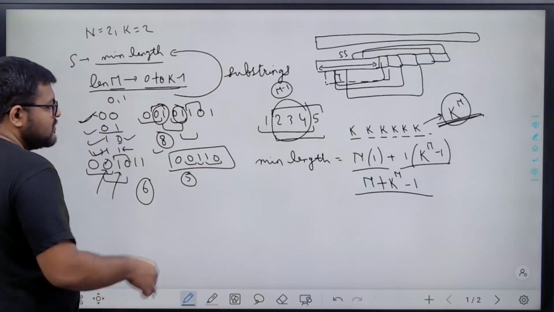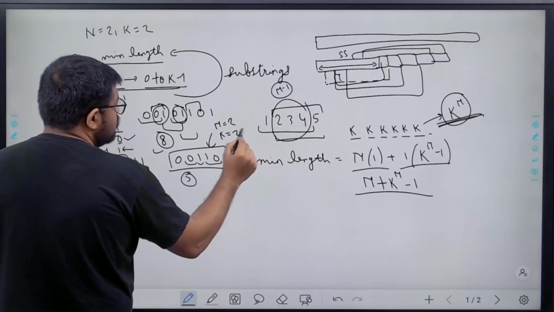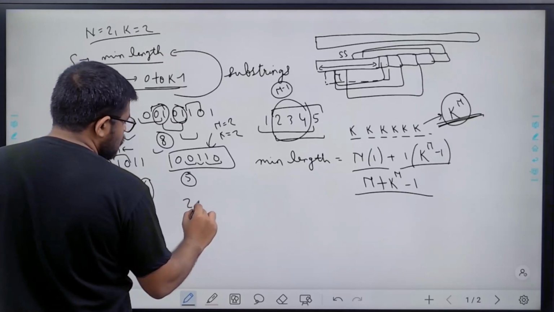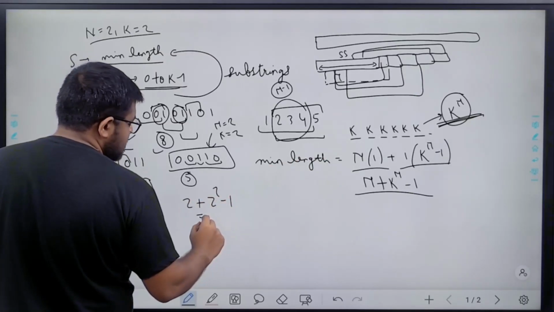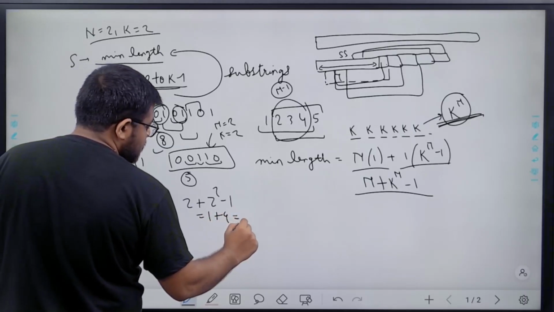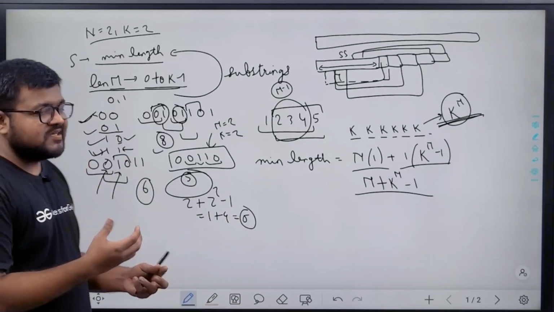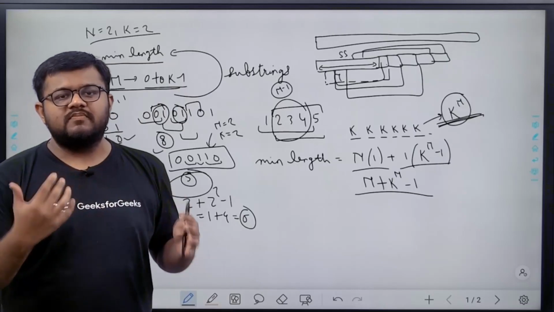Now look here. Here n was 2 and k was 2. What is the minimum length possible? n plus 2 to the power 2 minus 1. 2 minus 1 is 1. 1 plus 2 to the power 2 is 4. That is 5. So this is the minimum length possible. Okay, so this is the concept. Now let's have a look at a slightly bigger example so that everything becomes very clear.